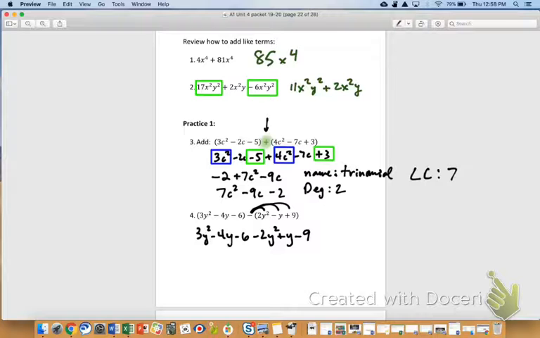So what do you all think is like 3y squared? You've got to be careful. Remember, the sign in front of the term belongs to the term. So it would be negative 2y squared. When I add those up, what do I get? Y squared. Good.